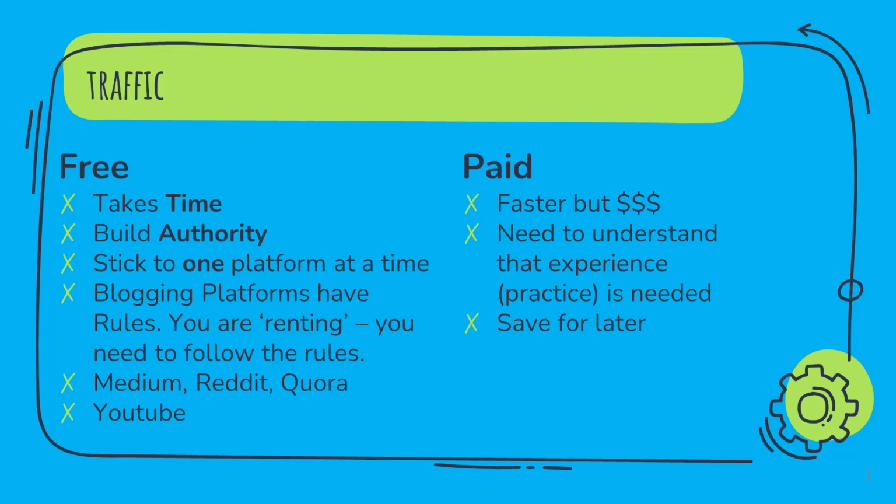And the sorts of areas that you should be looking at to start with free traffic are the blogging platforms, and these are ones like Medium, Reddit, Quora, and you shouldn't be trying to do the whole 3 of those at once either. You should focus on one and understand that these blogging platforms do have their own rules, because what you are doing is renting that platform, and you need to follow the specific rules that are set up by each of those, because there are little sub-communities within each of those, and they all can have different rules. So you need to be very careful that you follow their terms and conditions.